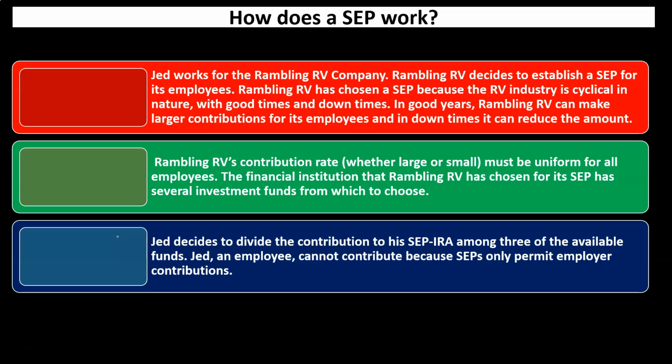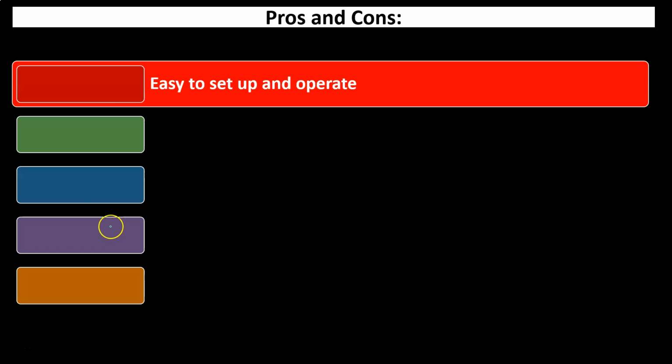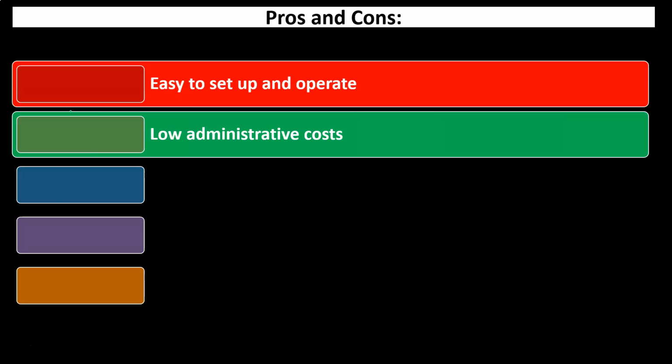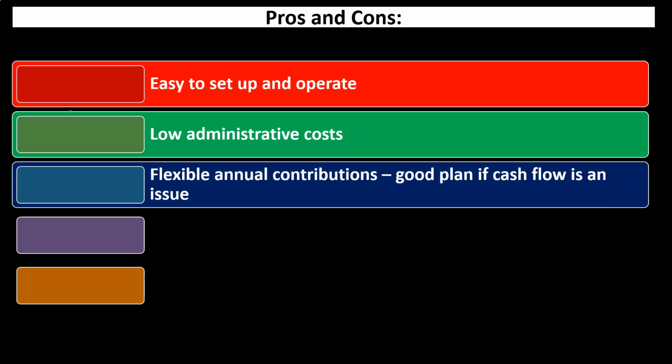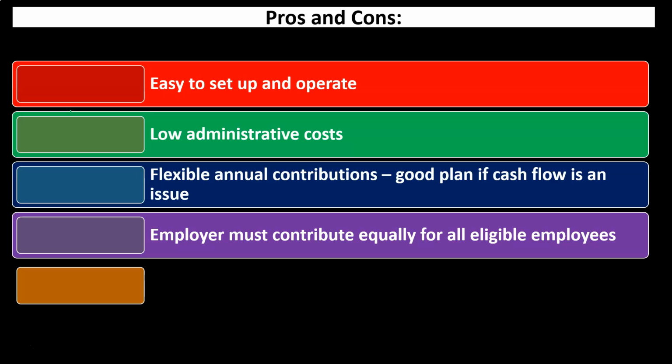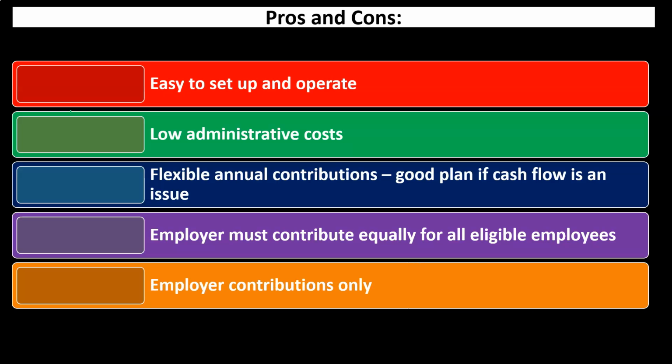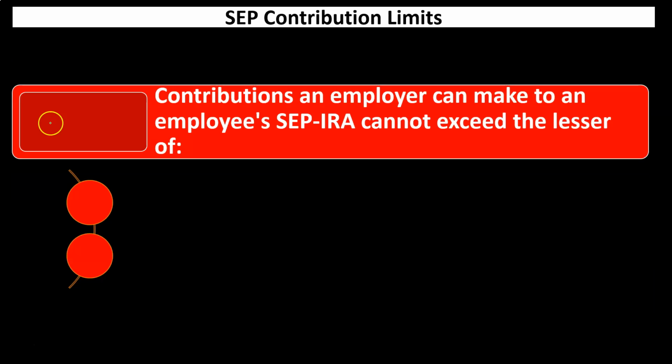So the employer is the one providing the benefit and has the flexibility to choose when they want to provide it or not. So in good years, they probably would end up providing more, you would think, and in bad years, possibly not. Pros and cons: it's easy to set up and operate. Low administration costs, flexible annual contributions, good plan if cash flow is an issue. Employer must contribute equally for all eligible employees. Employer contributions only.